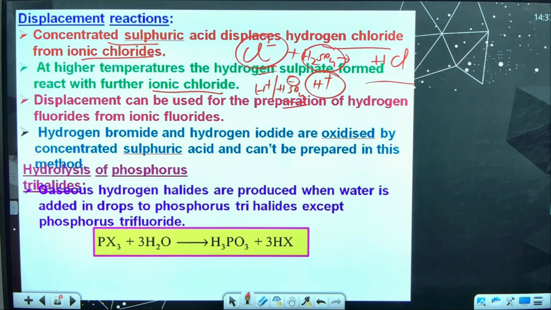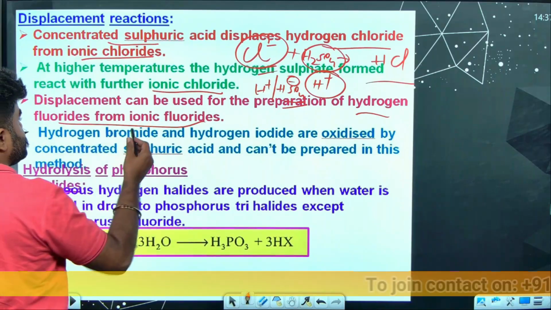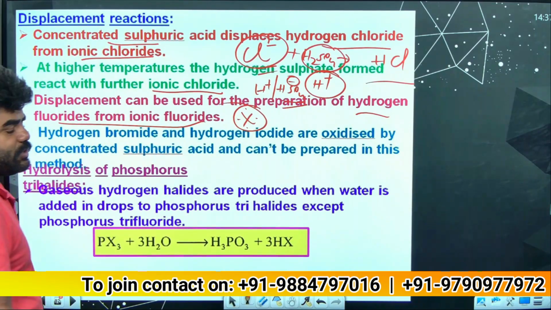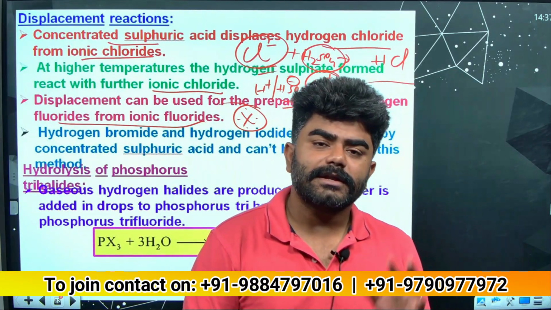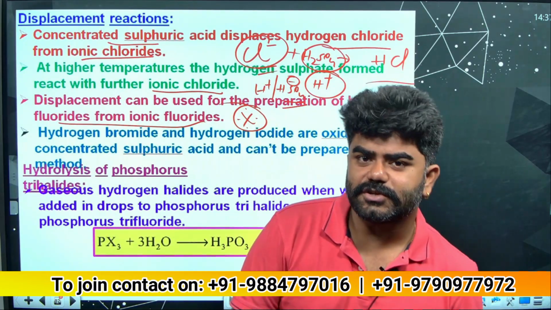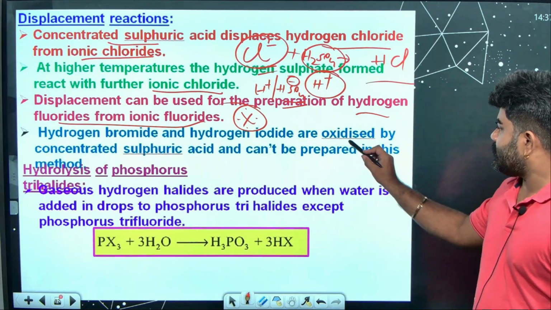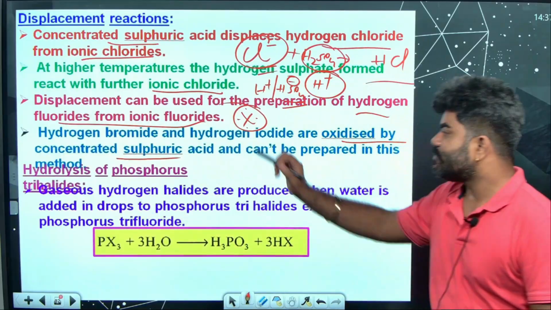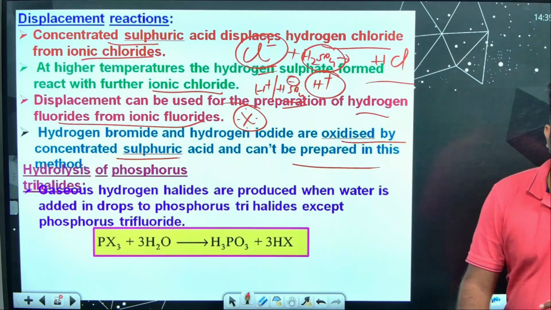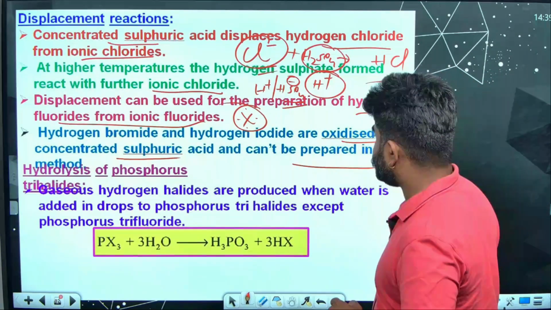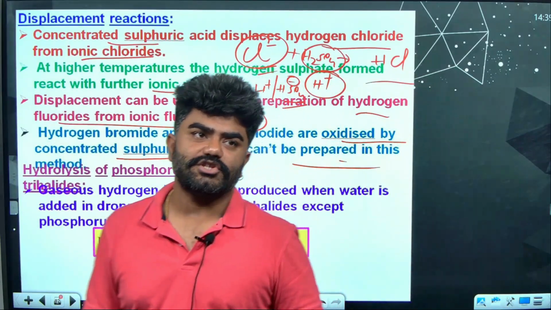Then displacement can be used for the preparation of hydrogen fluorides from ionic fluorides. Yes, because I told you the direct combination with hydrogen and fluorine is way more violent. That is why we use the displacement reaction to form HF. Hydrogen bromide and hydrogen iodide are oxidized by concentrated sulfuric acid, hence we cannot prepare them by this method. So HBr and HI are oxidized by concentrated sulfuric acid, hence we cannot go with this method for their preparations.